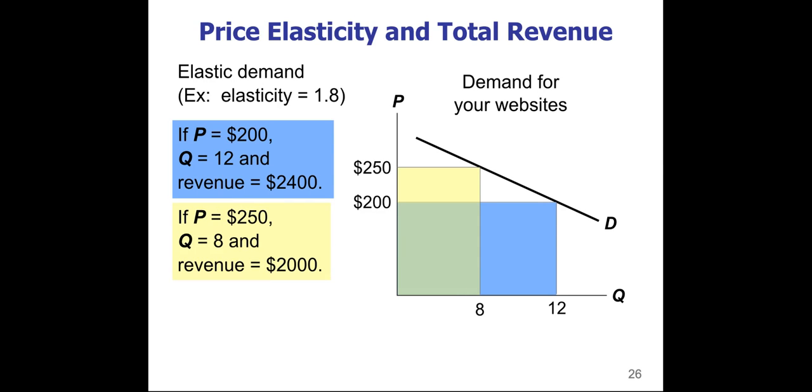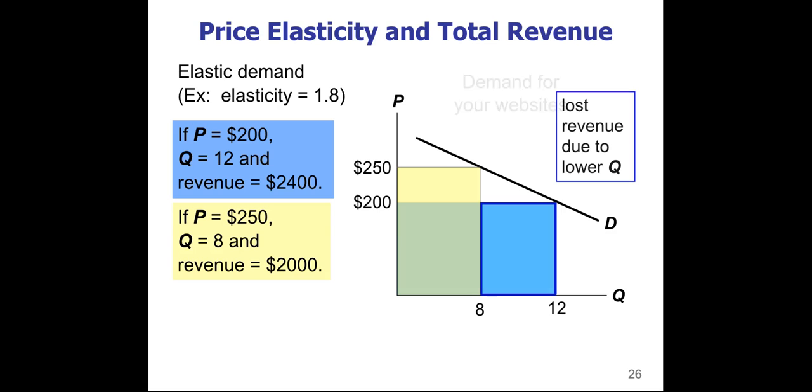Let's say that this is a demand line for your website building business. At the original price of $200, you were selling 12 units, or 12 customers. So if you multiply 200 times 12, you were earning $2,400 in revenue. When you raise your price to $250, you're now selling fewer websites, only 8 customers. 250 times 8 gives you $2,000 in total revenue. So the blue box here is the revenue that you lost when you decided to raise your price.